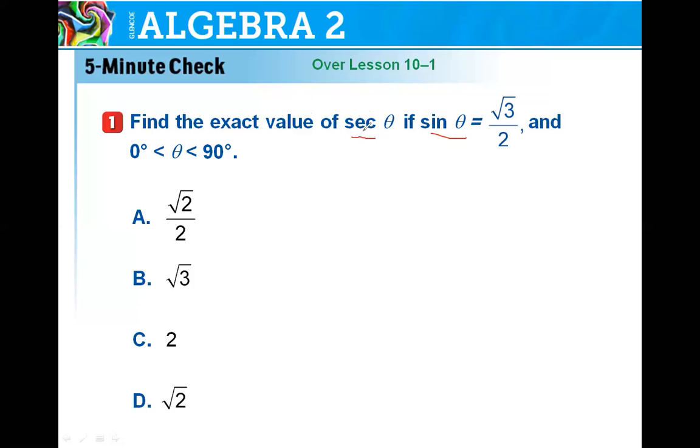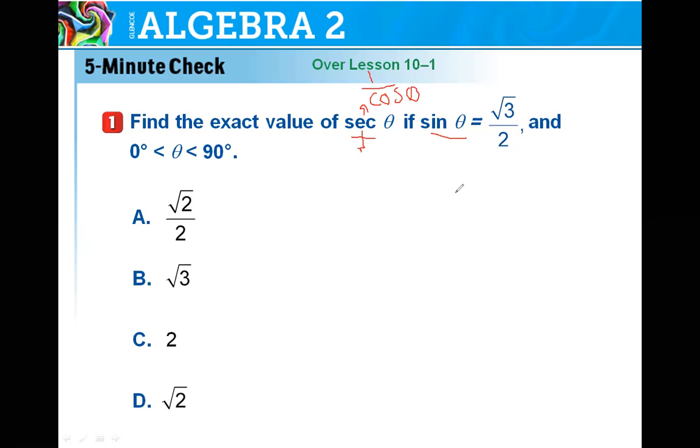So we use something instead of secant. Yes, excellent. So secant is equal to what? It's the reciprocal of cosine theta. So if we get the value of cosine and flip it, we can get the value of secant.